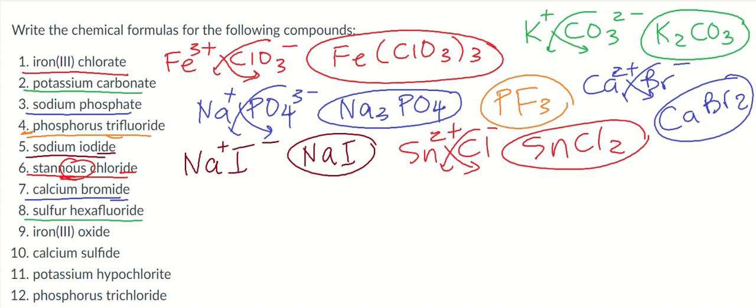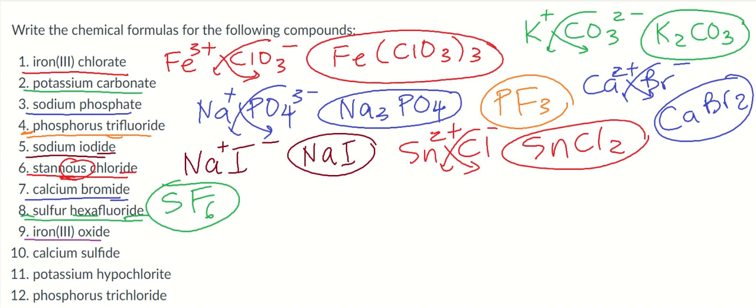Sulfur hexafluoride. So when you have a prefix like that, it makes it easy to figure out it's a molecular compound. Sulfur doesn't have a prefix, so that just means it's going to be 1. Fluoride, the IDE ending tells you it's fluorine. Hexa means 6. So there's your formula for sulfur hexafluoride.